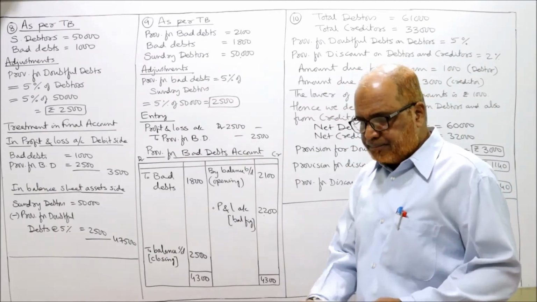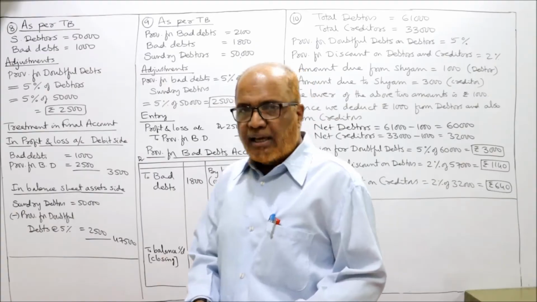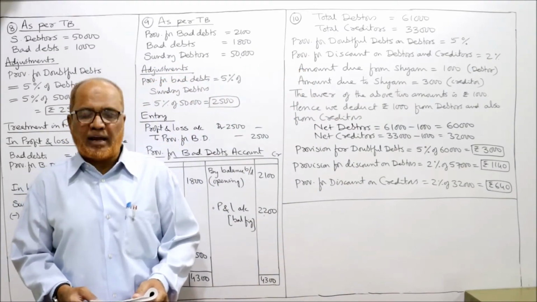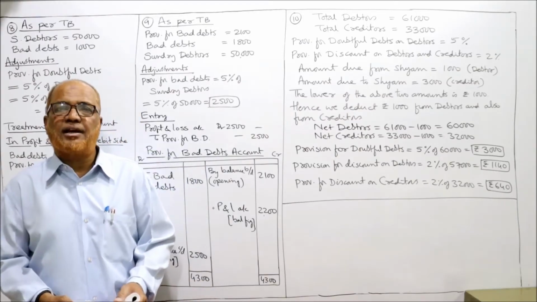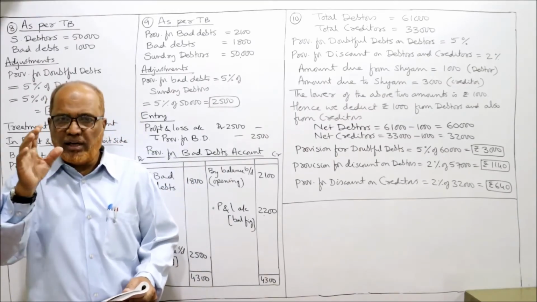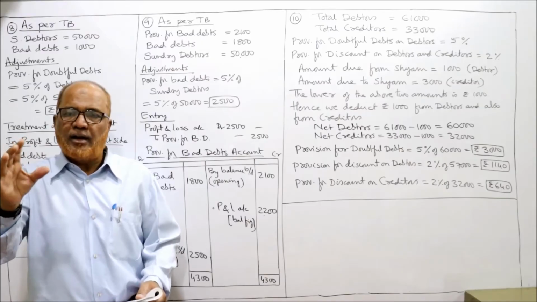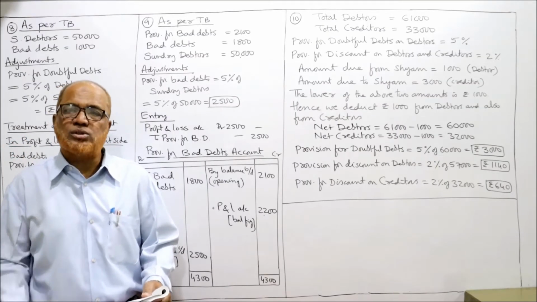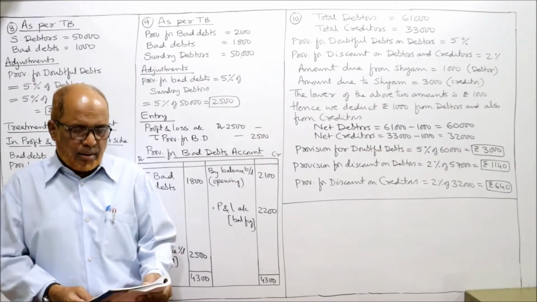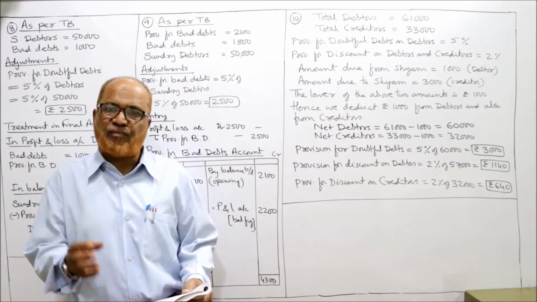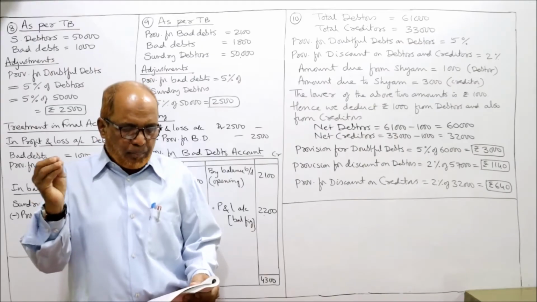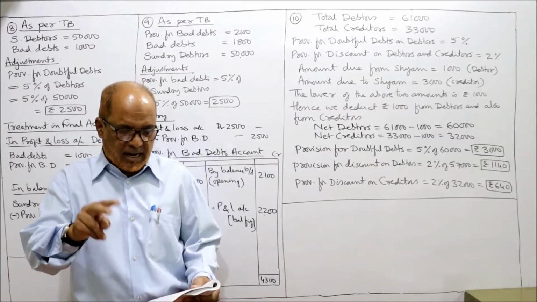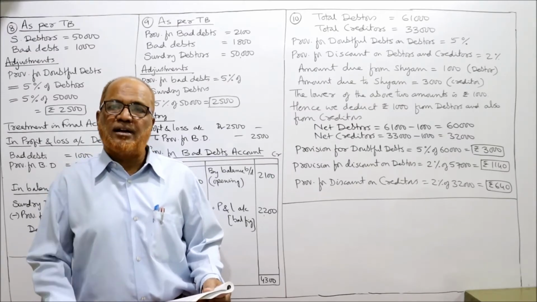Now problem number 10. See the 10th problem. In a trial balance, debtors appear at 61,000 and creditors 33,000. So in a trial balance of a sole trader, total debtors are 61,000 and total creditors are 33,000 as per the trial balance. Make provision for doubtful debts at 5% on debtors and provision for discount on debtors and creditors at 2% after considering the fact.